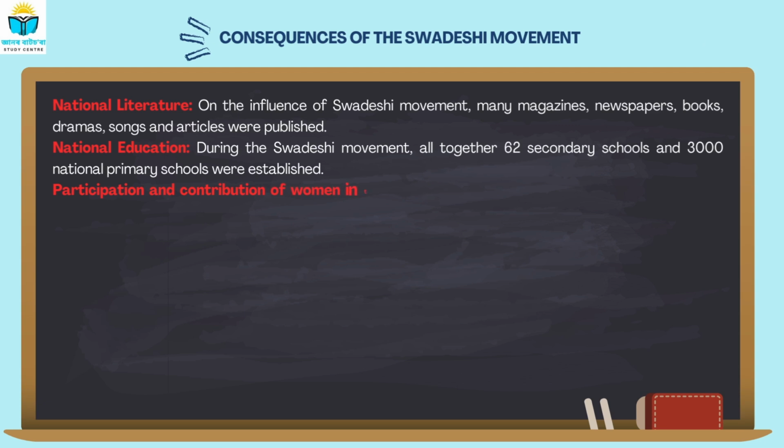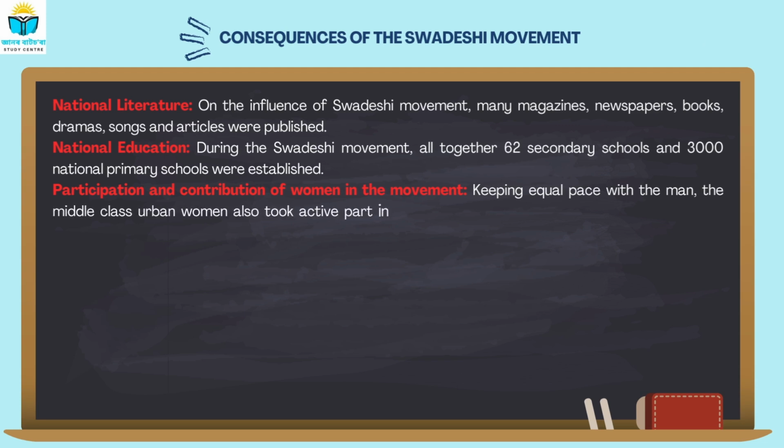Spreading nationalist ideas and awakening the masses. National education. A strong push for indigenous education led to the establishment of 62 secondary schools and around 3,000 national primary schools during the Swadeshi period.